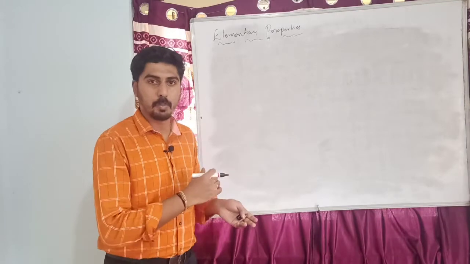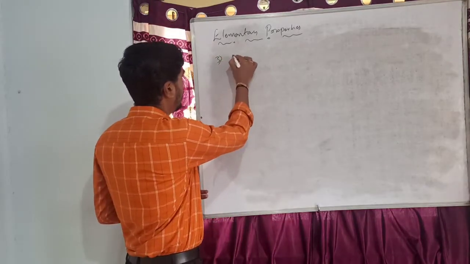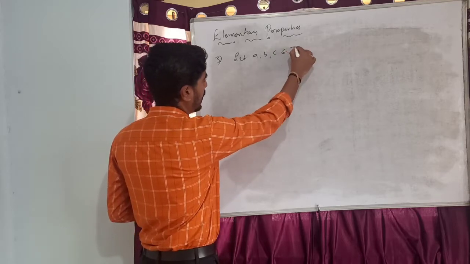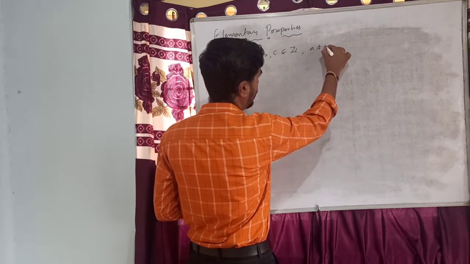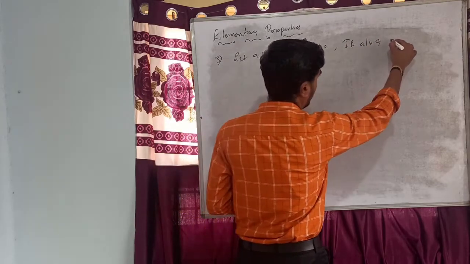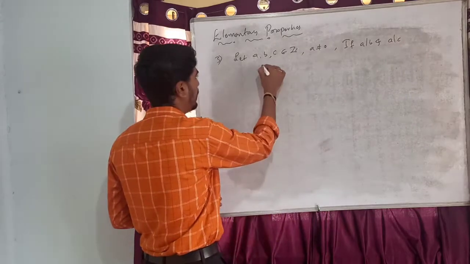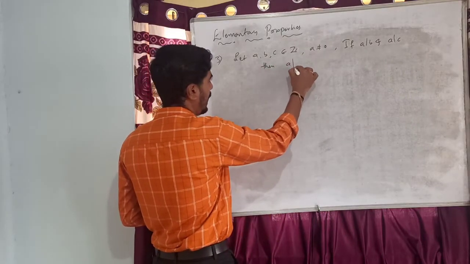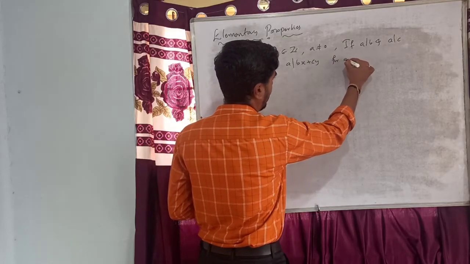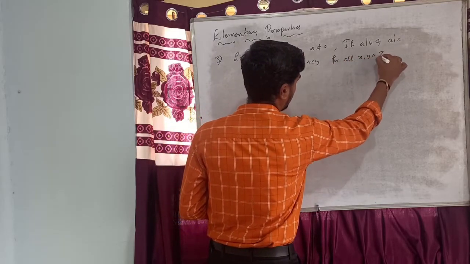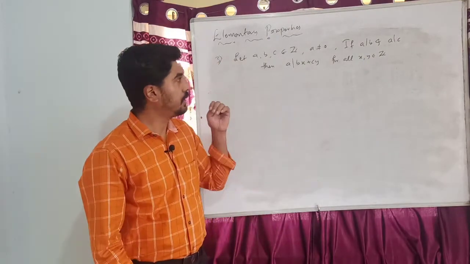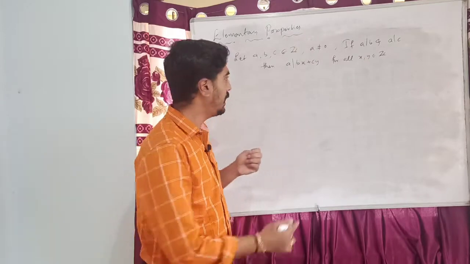Now we shall prove the next property. Let A, B, C be any three integers with A not equal to 0, and if A divides B and A divides C, then A divides Bx plus Cy for all x, y belongs to Z. First, to prove this, given that A divides B and A divides C.